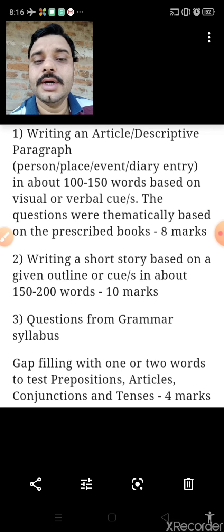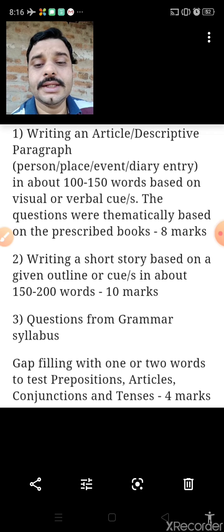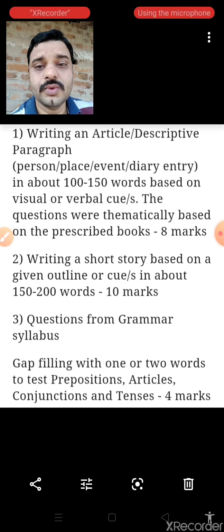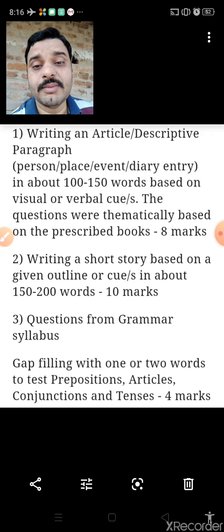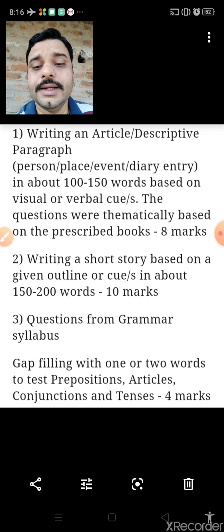So that reading part was of 20 marks. Now it is the writing and grammar part. It also carries 30 marks. Writing an article or descriptive paragraph, that is a description of a person, place, event, that is report writing, diary entry, in about 100 to 150 words based on visual or verbal cues. Sufficient verbal cues or pictures may be given there, and sometimes some cues are given for writing the paragraph or article. You have to follow that. That makes writing easy, but you have to be very careful about your grammar aspect, because if you write inaccurate English, marks will be deducted. It is in the guidelines.